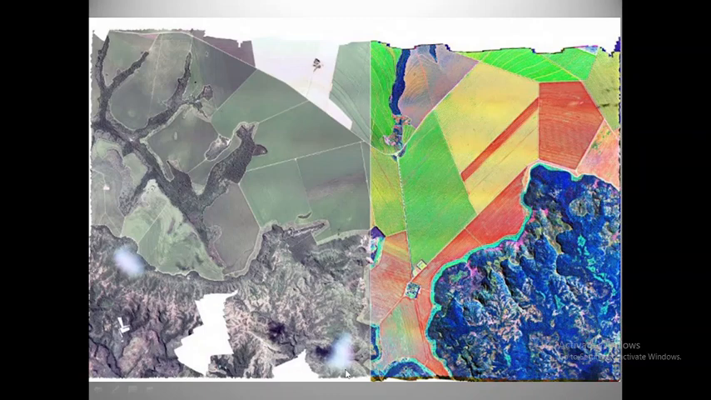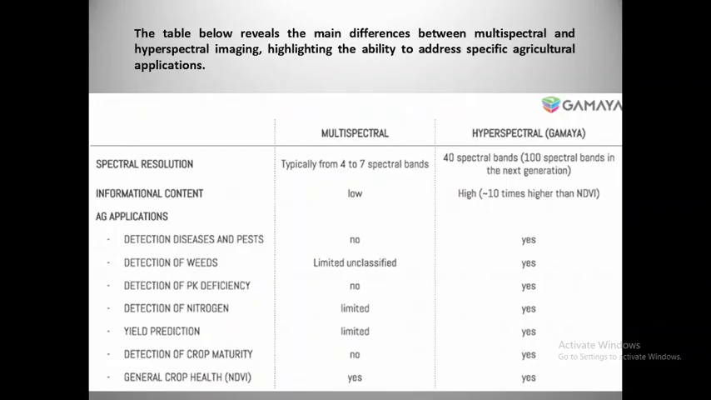This is the image that I have taken from the Gamaya blogs. Gamaya is a private company that works for different farmers to provide them information related to agriculture. They did this study to check the characteristics of agriculture. As you can see, this colored, detailed picture is of hyperspectral and this picture is of multispectral. In the next table, you will see the detailed study they have done and the results, and you can see an obvious difference. The table reveals the main difference between multispectral and hyperspectral images.